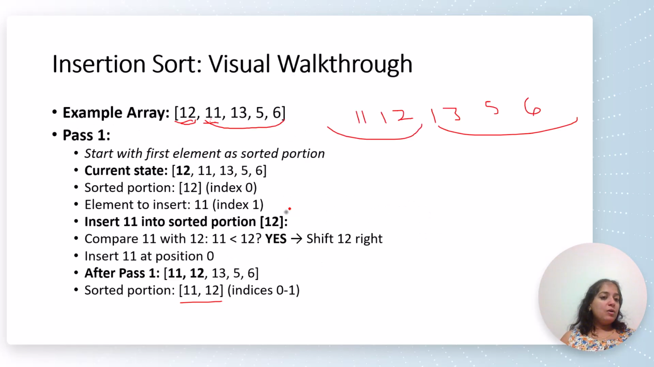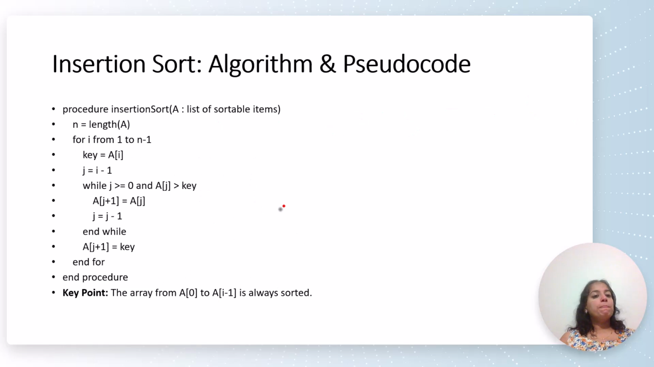Now let's take a look at the algorithm of this. So again, we are taking an array A. N is the length of the array. We are taking a loop for i equals 1. We are not starting the loop from 0. We are starting the loop from 1 because we assume that the first element is sorted.